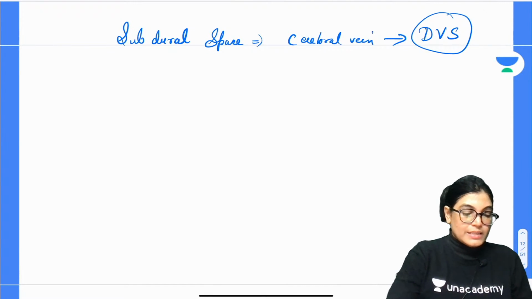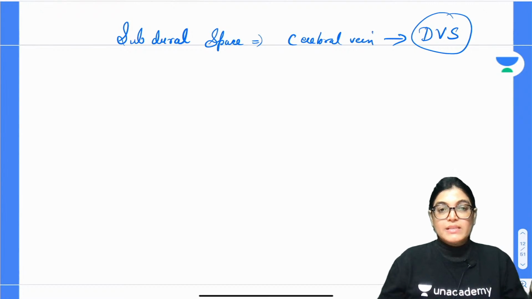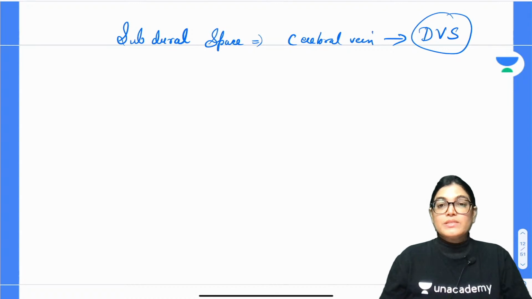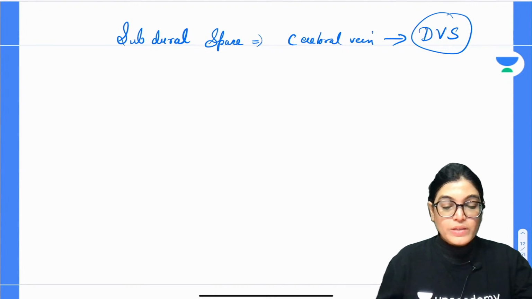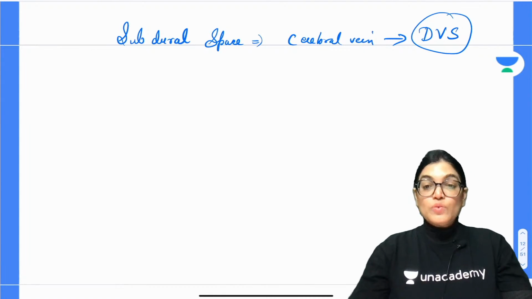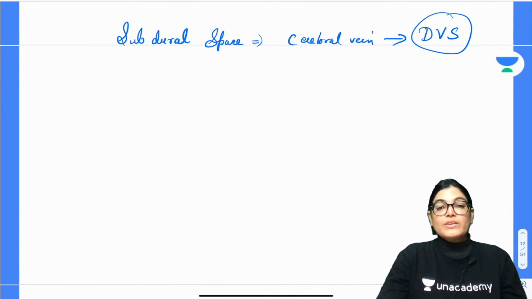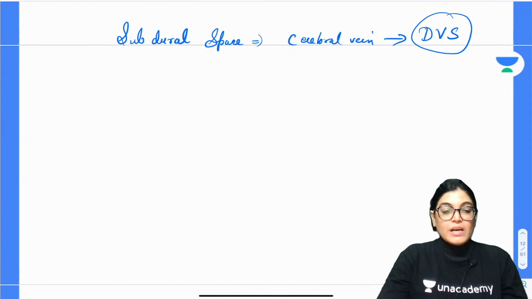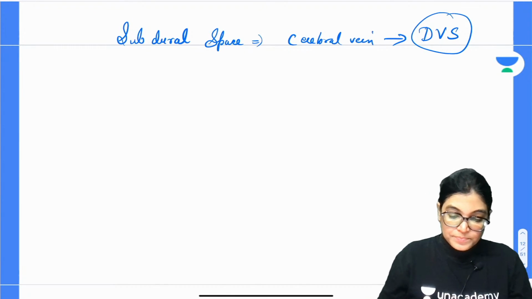The subdural space contains the cerebral veins, which traverse through it to ultimately reach the dural venous sinuses. This is the important point: the cerebral veins located in the subdural space drain into the dural venous sinuses. Now let us talk about the processes of arachnoid matter.